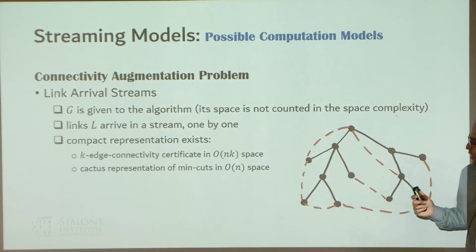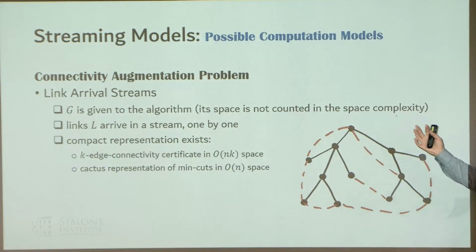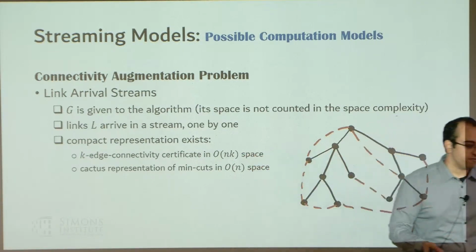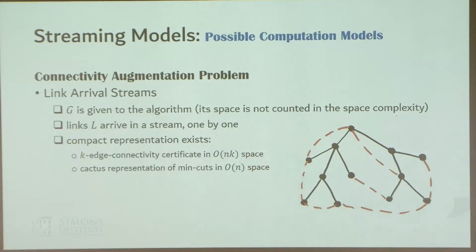Okay, and just some notes about assuming we have the graph in memory. We have very efficient compact representations for our purpose of augmenting the connectivity. One is just a simple k-edge connectivity certificate, that is just the union of k spanning forests and uses only order nk edges. And the other one is a more careful representation known as the cactus, that basically preserves all min cuts and requires order n space.